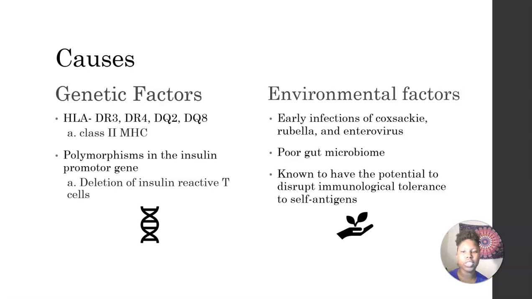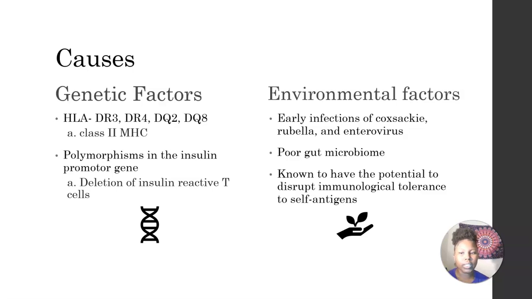So, causes: we have genetic factors and environmental factors that come into play. The HLA complex, which is the MHC in humans, has different genes that allow individuals to be predisposed to type 1 diabetes. This causes the B cells to have an increased binding affinity to self antigens. These self antigens are presented on class 2 MHC and shown to T cells. And then we have polymorphisms in the insulin promoter gene.